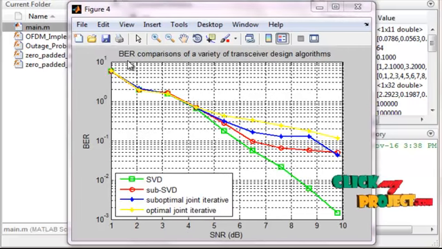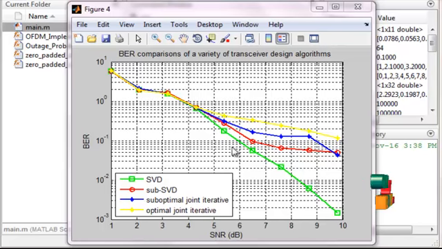So in this next figure, the BER comparison of a variety of transceiver design algorithms. There are different types of transceiver design algorithms: SVD, singular value decomposition, and then the sub-optimal joint iterative and optimal joint iterative. So these are the different types of algorithms used in the design. Our proposed algorithm is SVD, that is singular value decomposition.